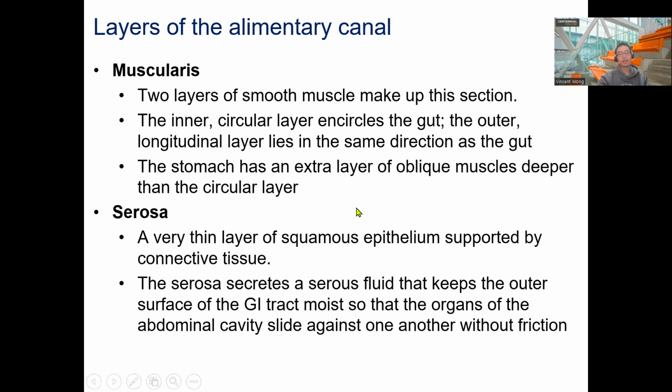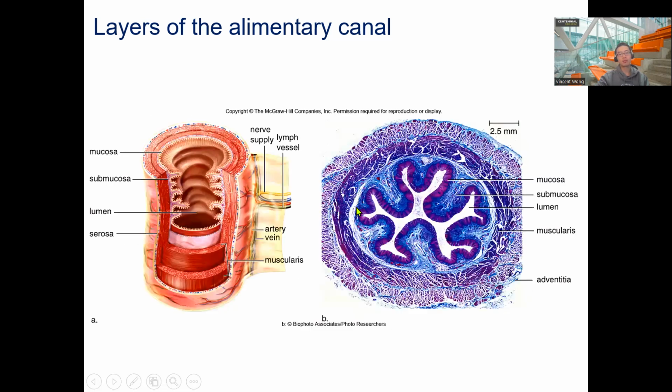So those are the four layers of your GI tract. It's really hard to see in this particular drawing, but the mucosa again is actually very folded up. It's not a smooth interior, like the blood vessels, right? I keep saying blood vessels have to have a smooth interior to prevent the blood from clotting.